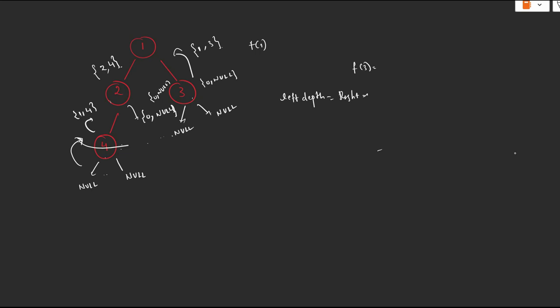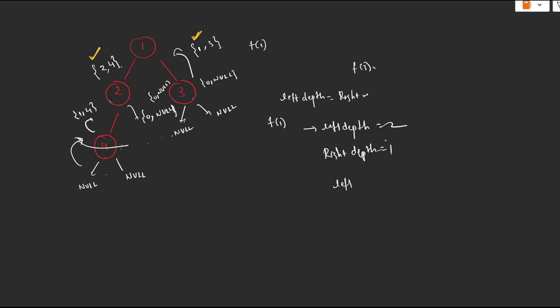Now we have to calculate f of 1 based on f of 2 and f of 3. This is a recursion, it is actually backtracking. So how can we find f of 1? We will see the depth of the left node. The left depth here is 2, and the right depth is 1.